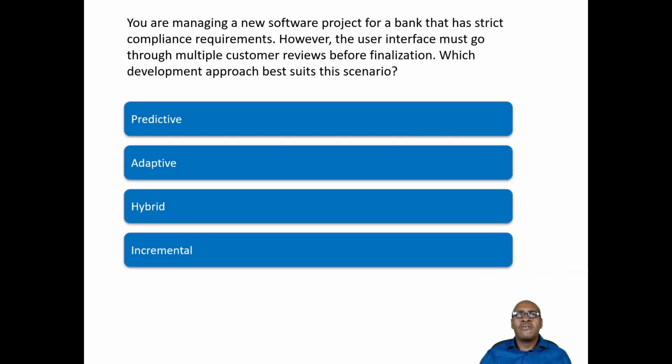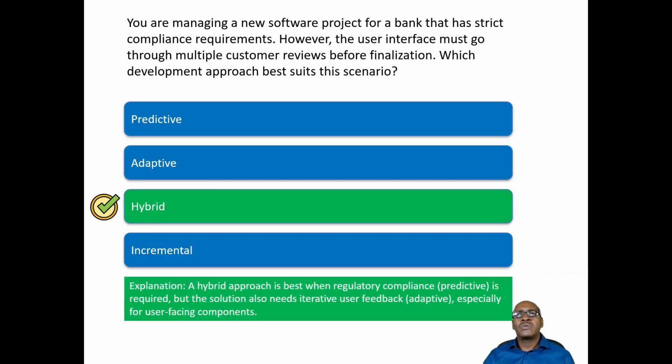You're managing a new software project for a bank that has strict compliance requirements. However, the user interface must go through multiple customer reviews before finalization. Which development approach best suits this scenario? So you have a case where the interface must go through multiple customer reviews before finalization. So which is the best method for us to use in this case? Let's take a look. Hybrid. So are we saying hybrid?